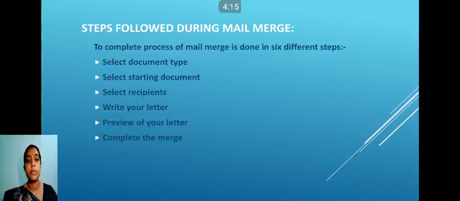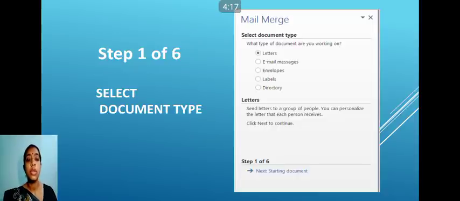Now let's go step by step. So step 1 of 6, that is select document type. As I have shown you in the previous video, this is how the mail merge window appears. We clicked on Mailings on the ribbon, then clicked on Start Mail Merge, and a drop down menu appeared. There we clicked on Step by Step Mail Merge Wizard. From that this window appears, the very first one.